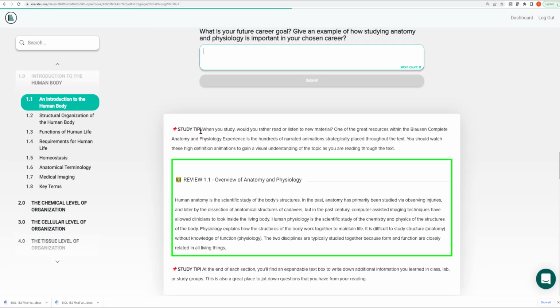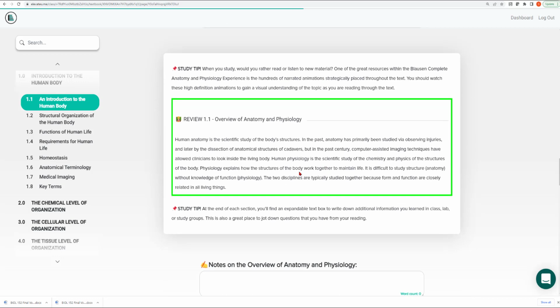Now, a study tip. When you're studying, would you rather read or listen to new material? One of the great things about this textbook is that there are lots and lots of animations. We didn't see one yet, but there are animations and videos throughout the text. Make sure you are watching those videos. Take some notes about them. Oftentimes the videos are placed before the material is discussed, so it gives you a visual, something to be imagining as you read. And that has really made a huge difference in students' understanding.